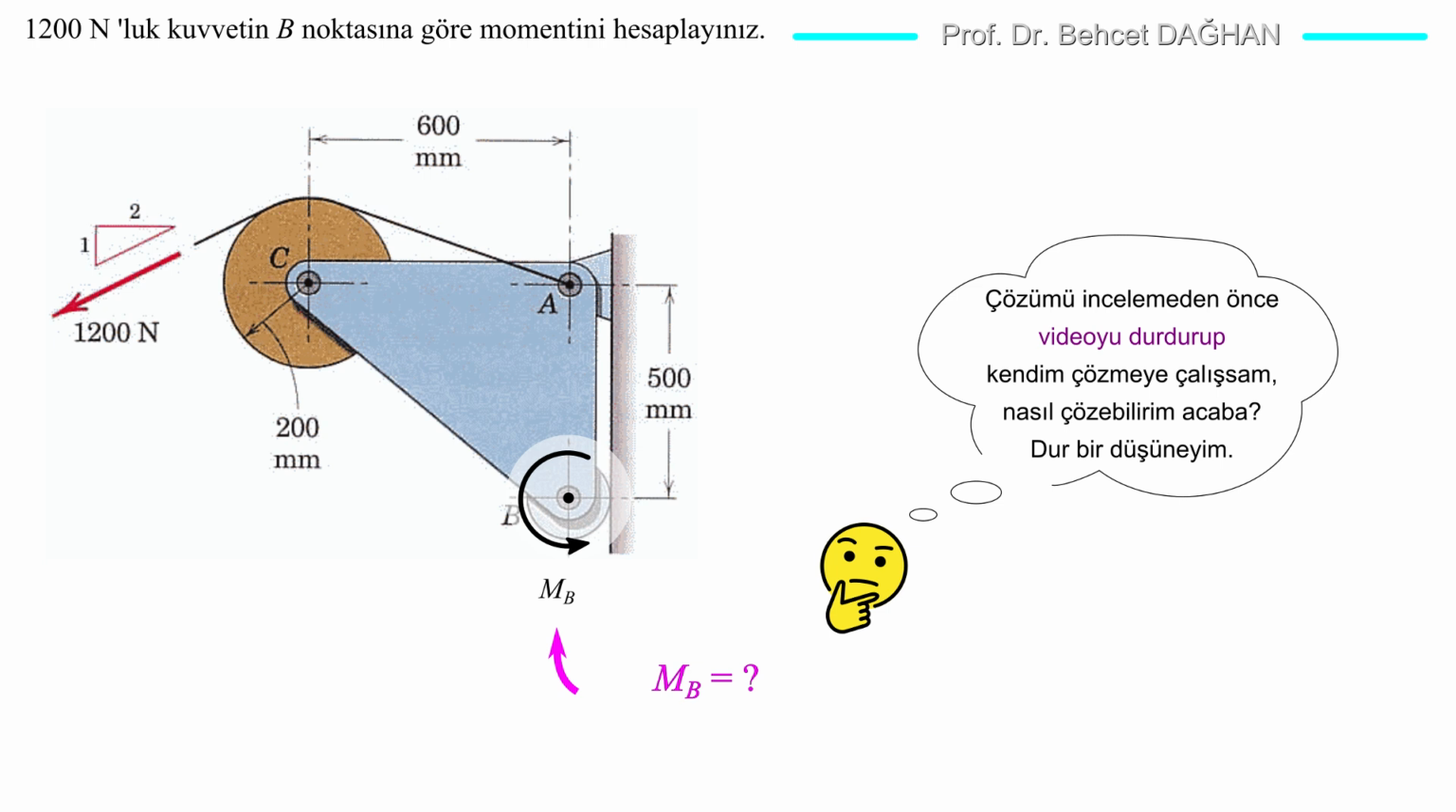There are alternative ways to find the magnitude of this moment. I will find it in 6 different ways. First, let's find it in the way I think is most practical.